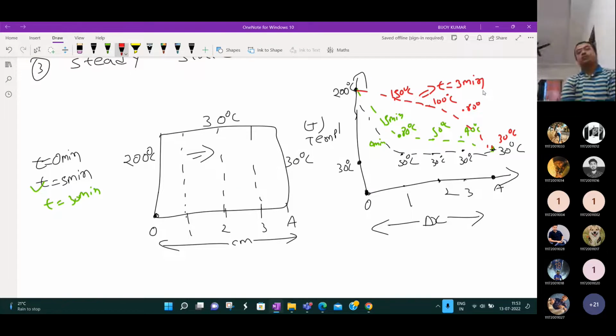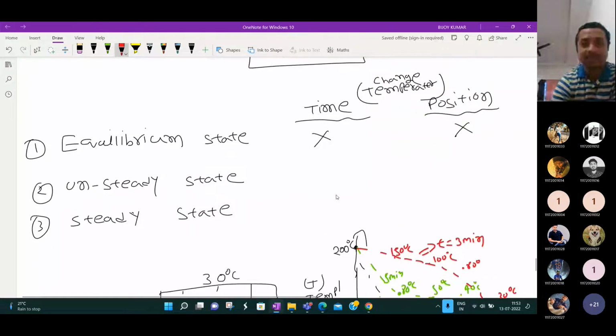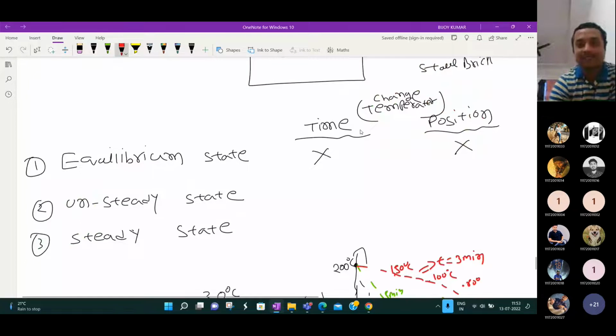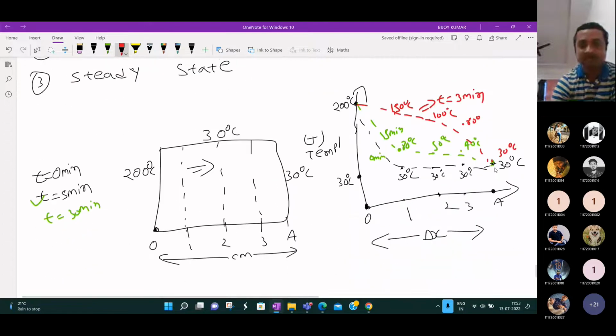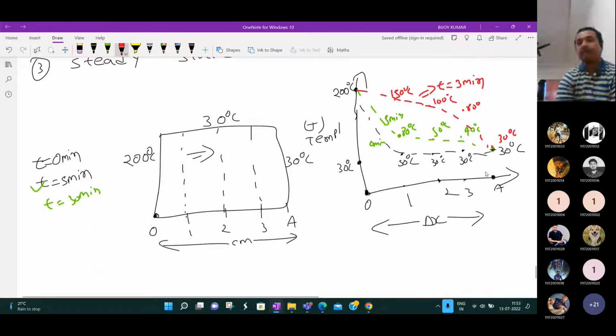Yes or no? This is the general observation. If you heat any object, slowly the temperature with respect to position and with respect to time will also change. That condition is called unsteady state condition. It means the change in temperature will be observed with respect to time and with respect to position.